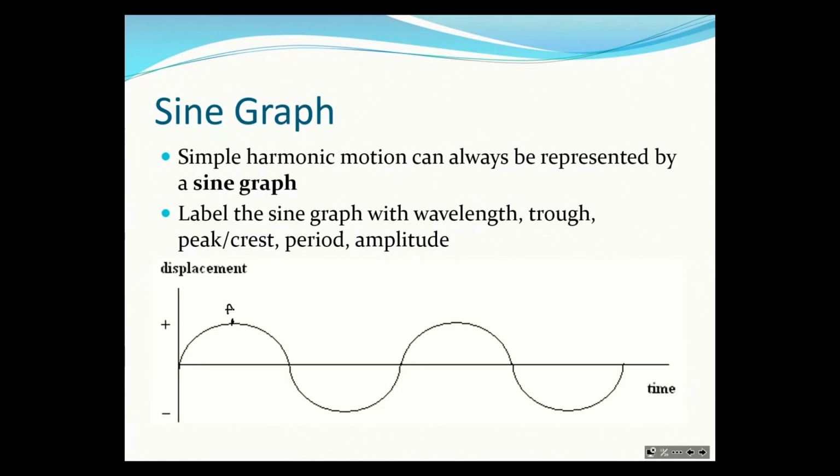So this is my peak or my crest. This is my trough down here, right? And then my amplitude is right here, right? And you can measure my amplitude. It's always measured from my equilibrium position, but it's either from peak to equilibrium or trough to equilibrium, and you can see that they're the same.